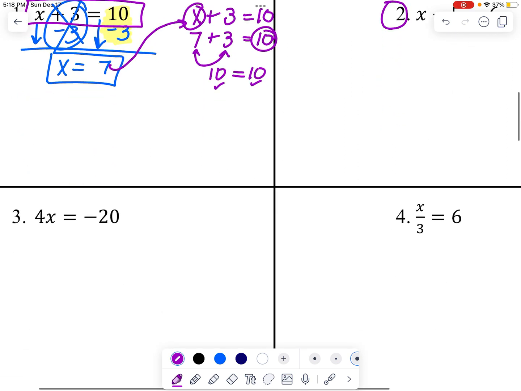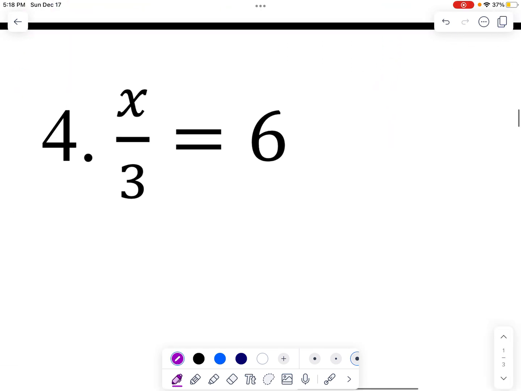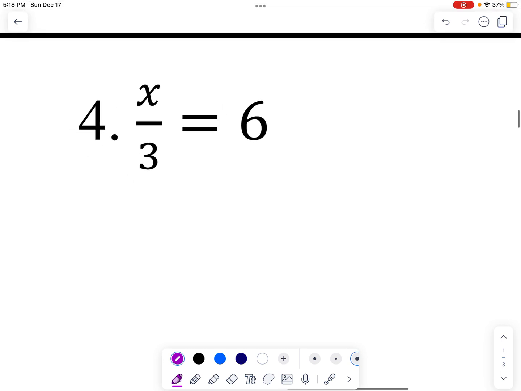All right, I'm going to skip number 2 for now, and I'm going to circle it. And we're going to go down and try something else. Let's try number 4. What I want you to do again is pause this video, and first state what operation you see and what operation we would need to use to get rid of it.